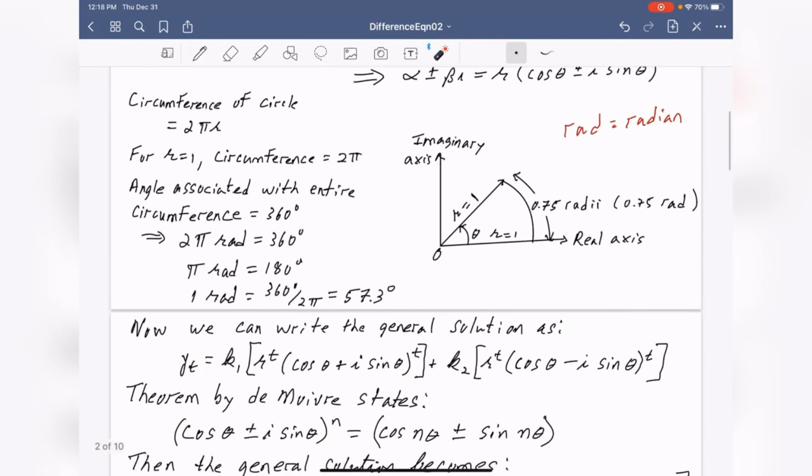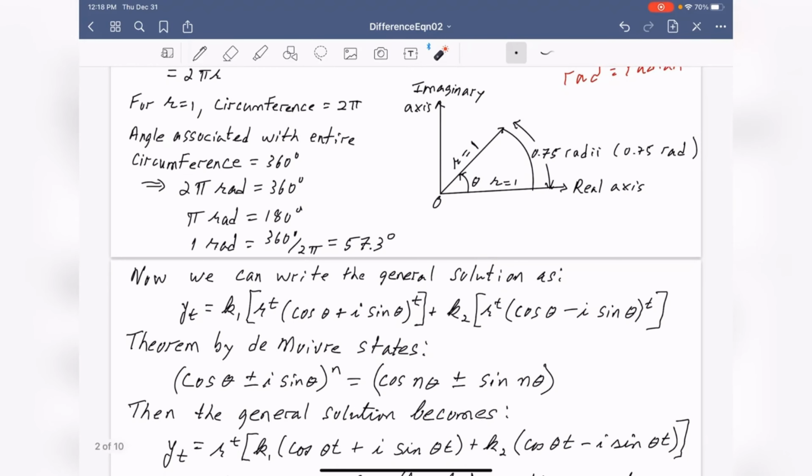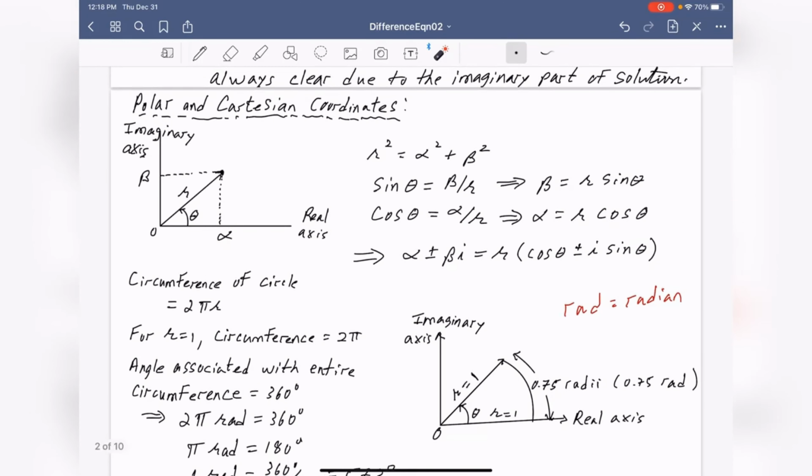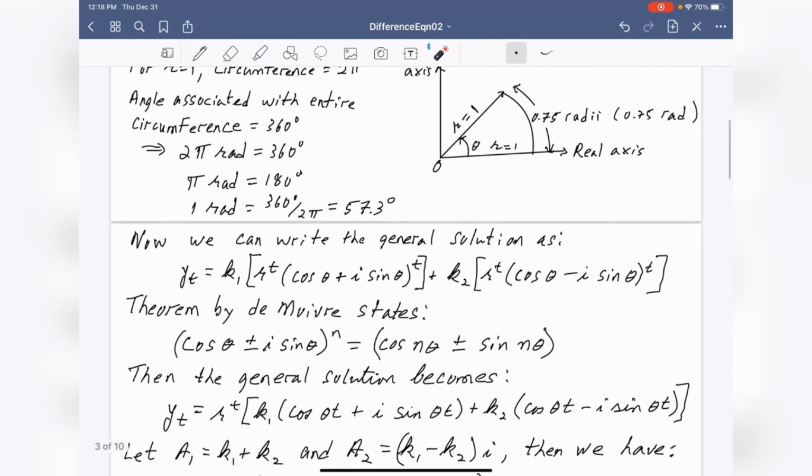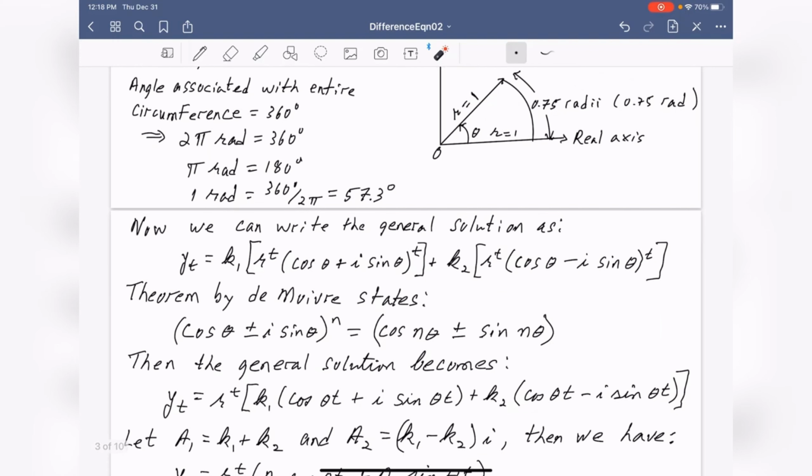So we can write the general solution now as y_t equals k1, and then in brackets r to the power t, (cosine theta plus i sine theta) to the power t. And that comes from up here. Okay, so this is what we're looking at now, plugging it into our previous equation for the solution y_t. And we add to that k2, all in brackets now, r to the power t multiplying (cos theta minus i sine theta) to the power t. Then there is a theorem by De Moivre which states that (cosine theta plus or minus i sine theta) to the power n is equal to cos n theta plus or minus i sine n theta.